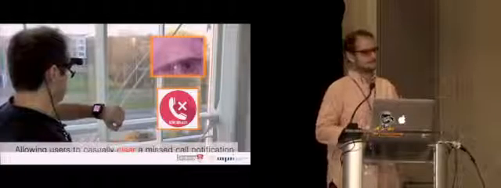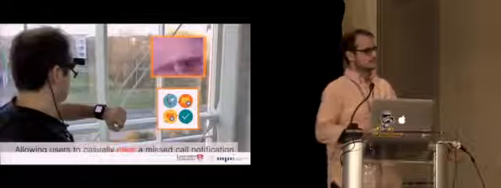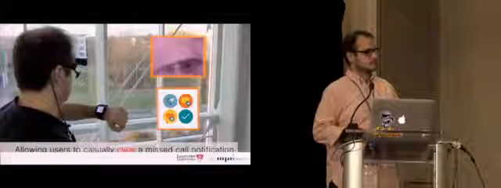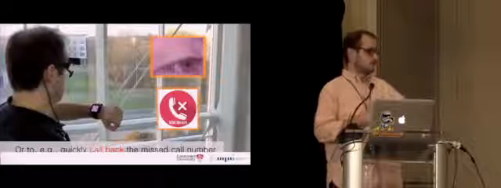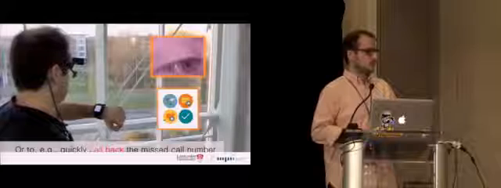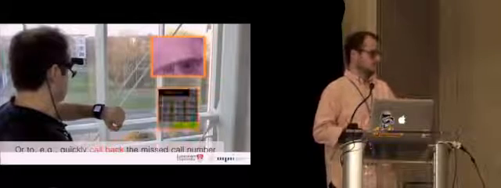Do you have a sense of how small you can make that angular movement of the eye? So the smallest size we tested was 0.6 centimeters, which of course varies depending on how far you're seeing the target. But 0.6 still allowed us to perform at the distance of a wrist-worn device.